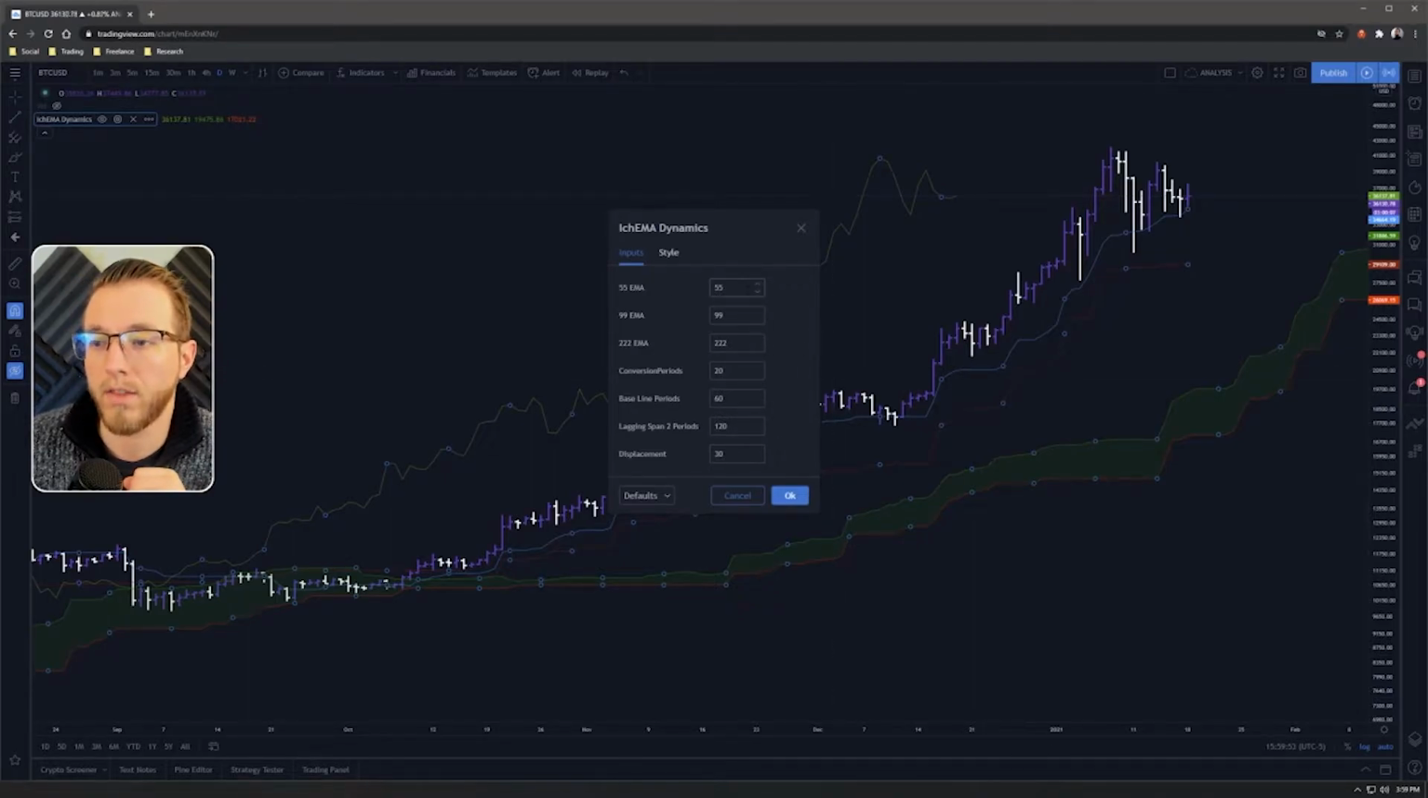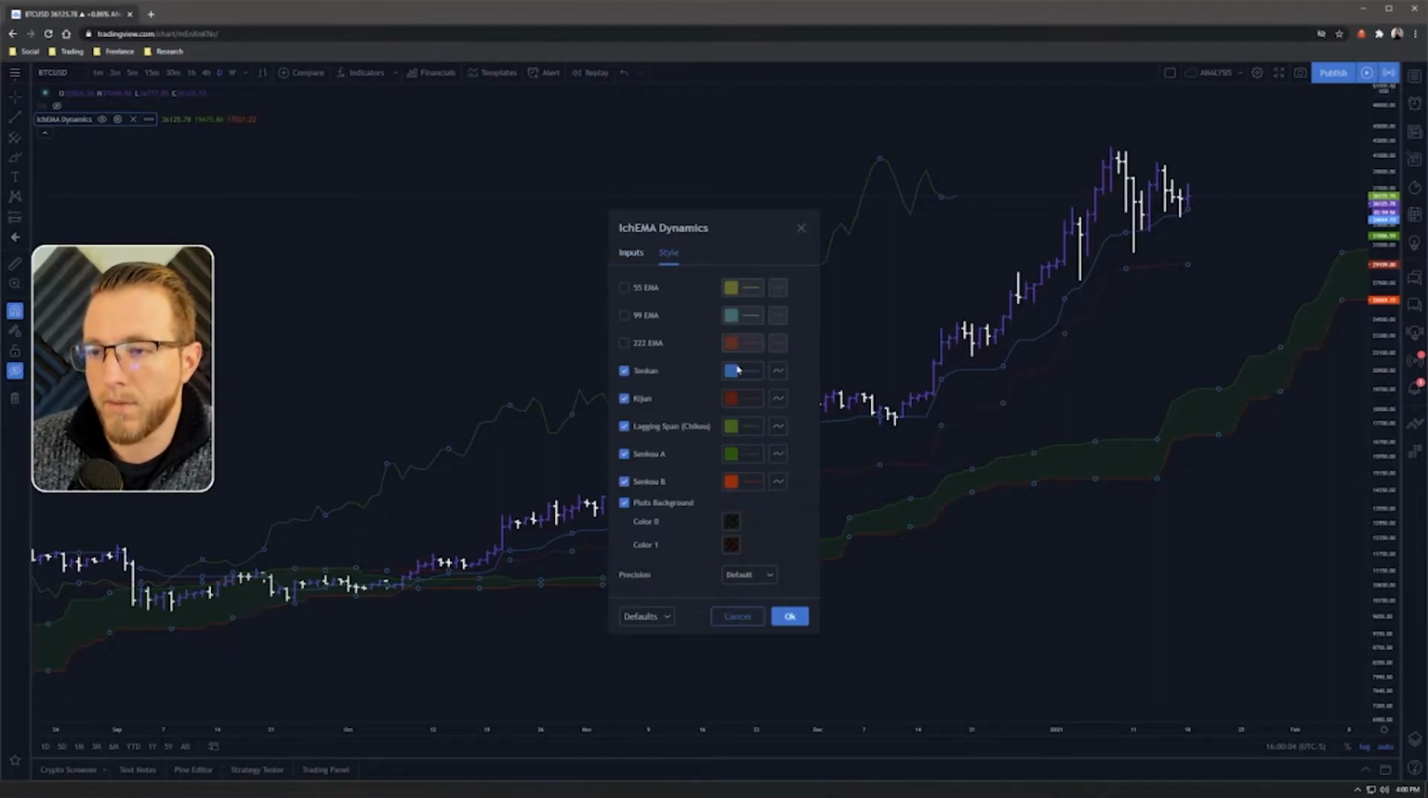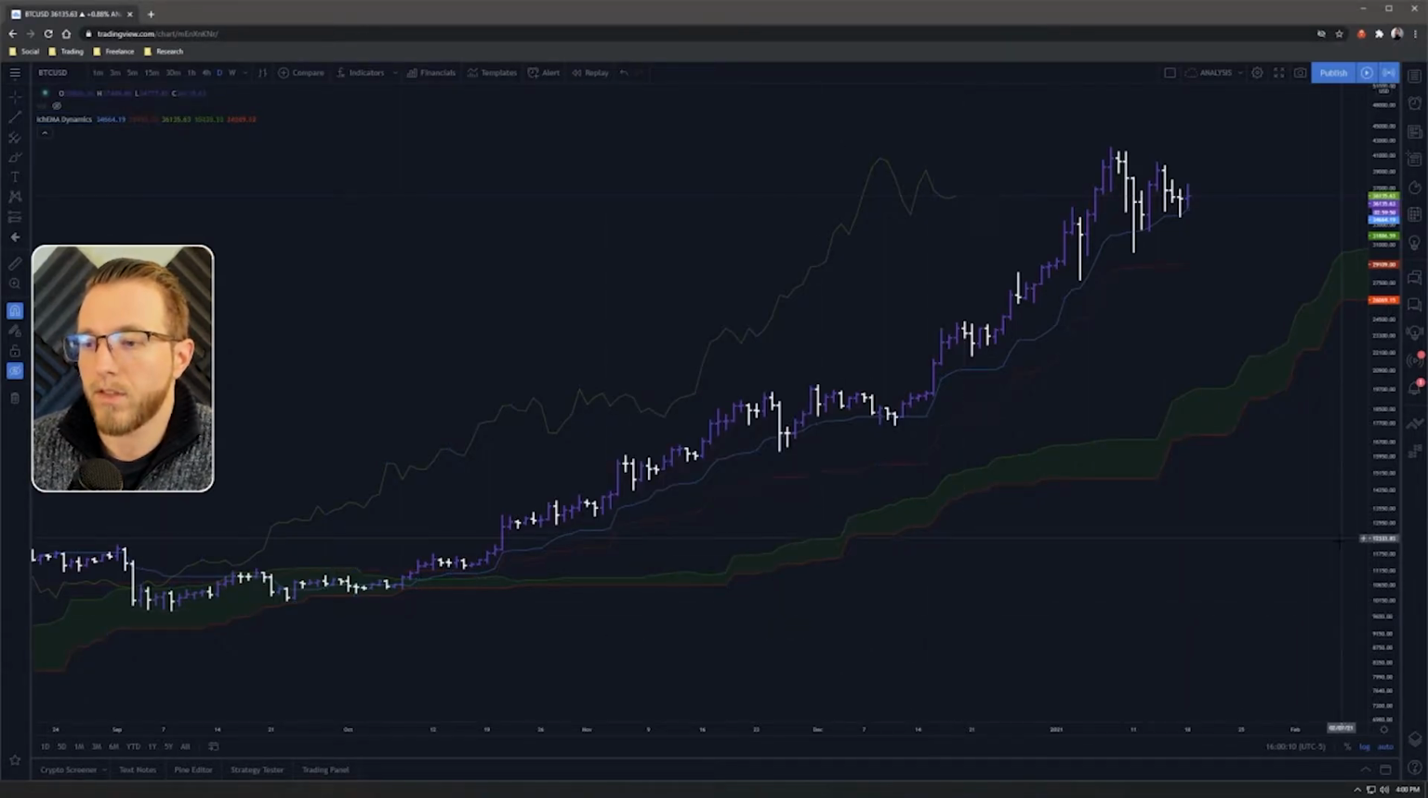Okay. And then obviously in this indicator, since he's got the EMAs, you can change those here. I normally do 50, 100, and 200 just to keep it simple. Don't need to mess with the colors or anything too much. Everything else on here is pretty much okay. So that's pretty much what the Ichimoku looks like.